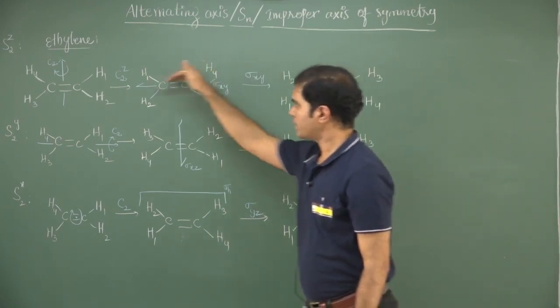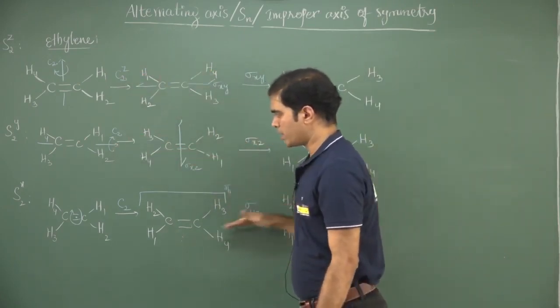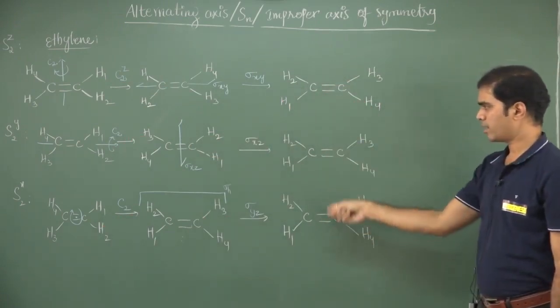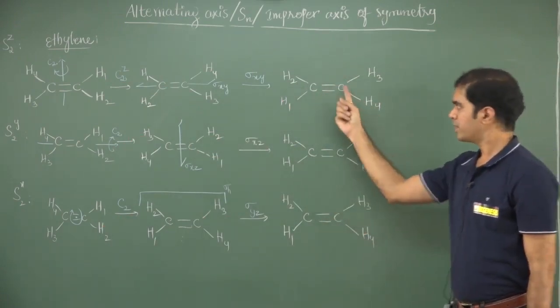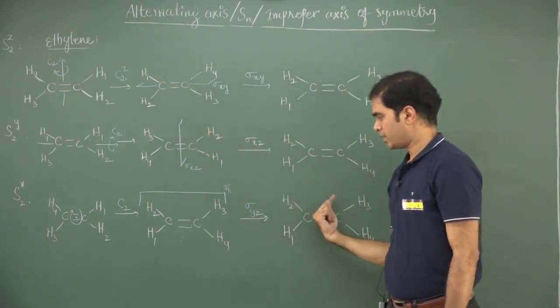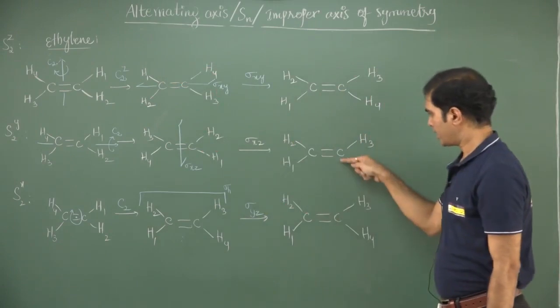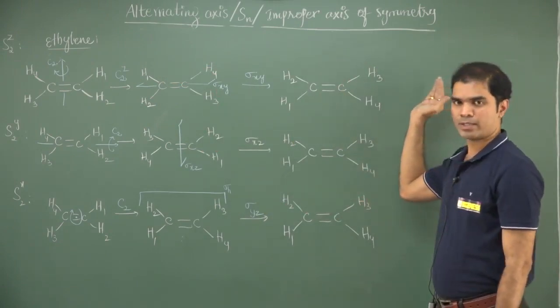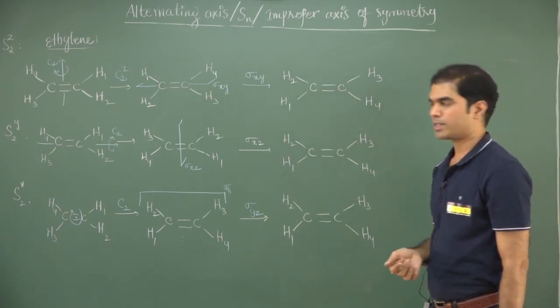All these are equivalent structures of the corresponding rotation and reflection operation, but whatever structures that I get, these are identical structures. This is equivalent to the original one, identical to one another. Once you perform another C2 and a sigma operation, you will get an identical structure.